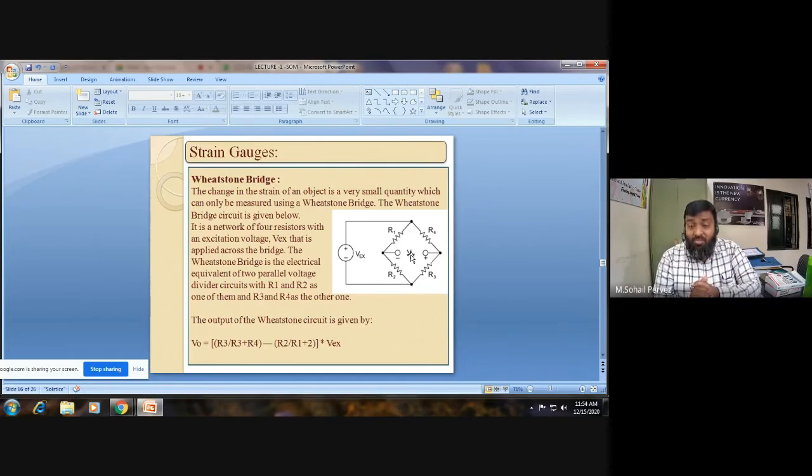Now the moment some deformation is there in R2, R1, R4 or R3, it will change the resistance. And the moment it changes the resistance, the change in resistance will be displayed on the galvanometer, and we say that some strain is occurring at this limb or at this section. So this is the basic idea.